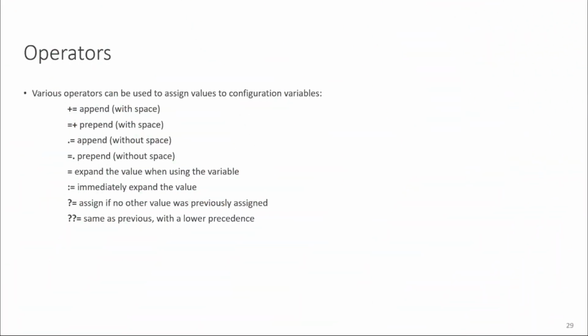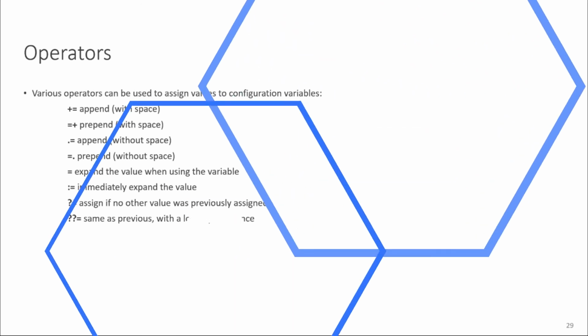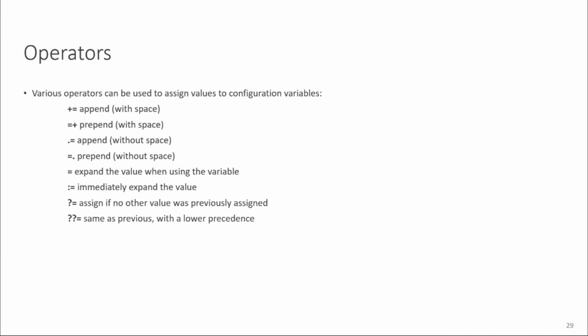Similarly, = expands the value when you are using the variable. So when you are going to use it, it will expand the value of that configuration variable. But if you define it with :=, it will immediately expand the value. And then there are two more important operators. ?= defines or assigns the value if no other value was previously assigned to that configuration variable. So there is a configuration variable name, and if it was not assigned any value before, it will assign it now.